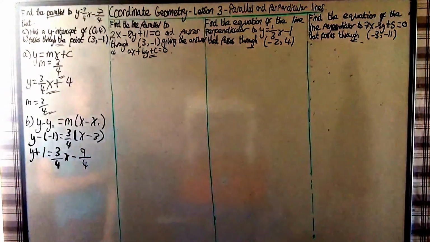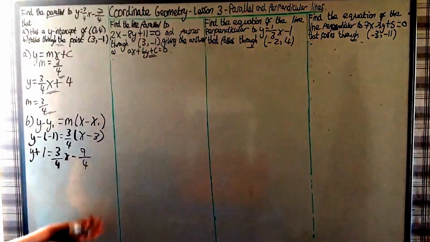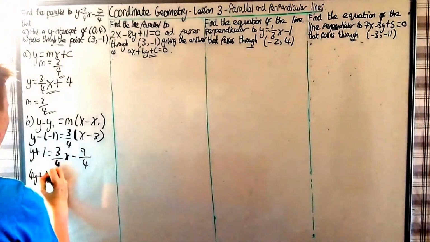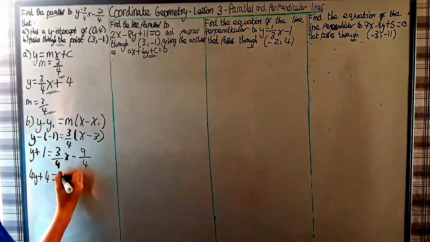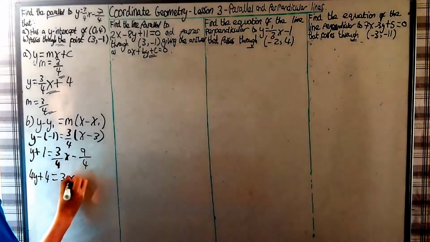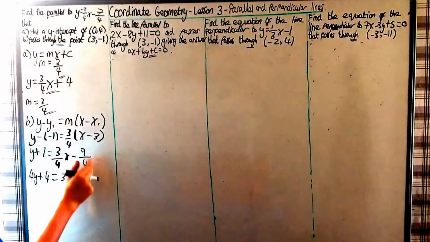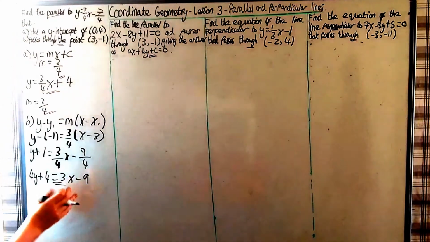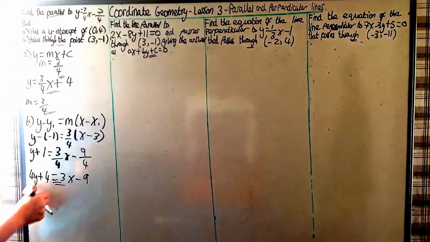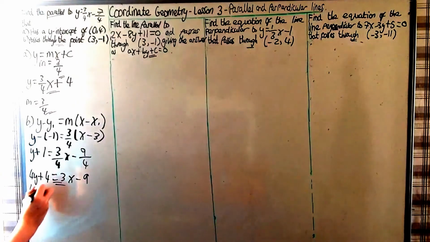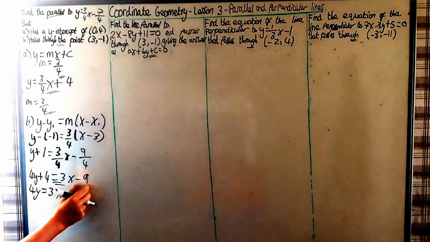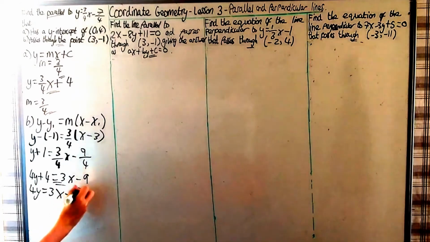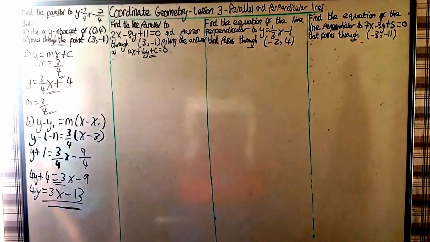The next thing we could do to get rid of the fractions is multiply everything by 4. Doing that, we get 4y plus 4 equals 3/4 times 4, that's going to be 3x, minus 9/4 times 4 is 9. And now we can get this in the form 4y equals. It's going to be 3x, now minus 9, we're going to move this 4 across to become a minus 4. Minus 9 minus 4 is minus 13.